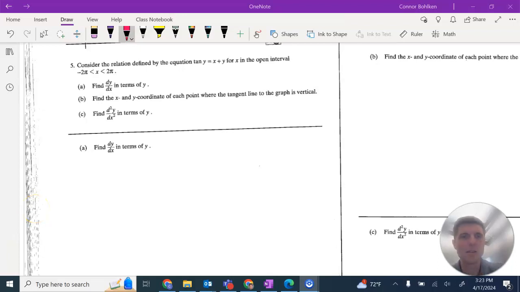Alright, find dy/dx in terms of y. Let's figure this one out here. I haven't actually looked at this yet, so we're going to solve it together. Here's my equation. Take the derivative.